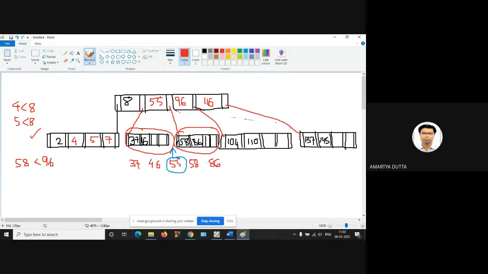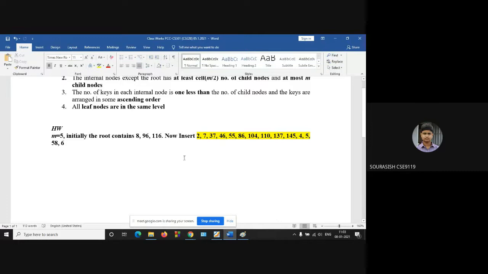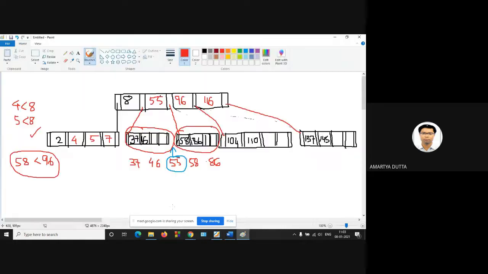Up to this, any problem? 58 is inserted in its location. Any query? Anyone? No, sir. So 58 is inserted. Now 6, we have to insert 6. So 6 is less than 8.